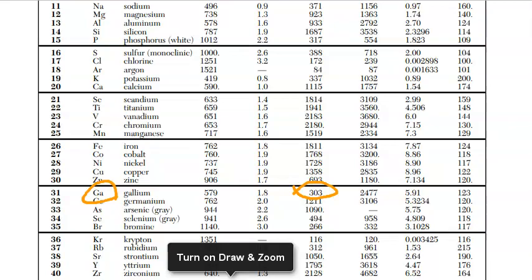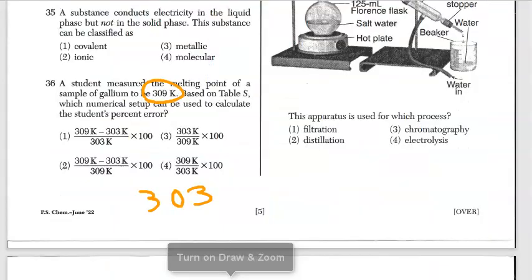We need to plug that in. Okay, the student value is 309. It is the measured value, which is 309 minus 303, which is the accepted value, divided by the accepted value, 303 times 100, and that makes the answer here choice 1.